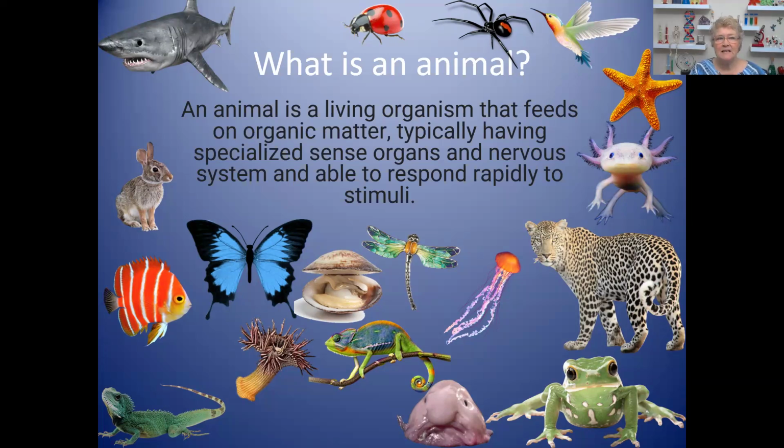All right, the next thing is typically having specialized sense organs. What does that mean? What is a specialized sense organ? Abigail. They can sense their surroundings. I'm having trouble hearing you, Abigail. They can sense their surroundings. They can sense their surroundings, but what are the organs that allow them to do that?